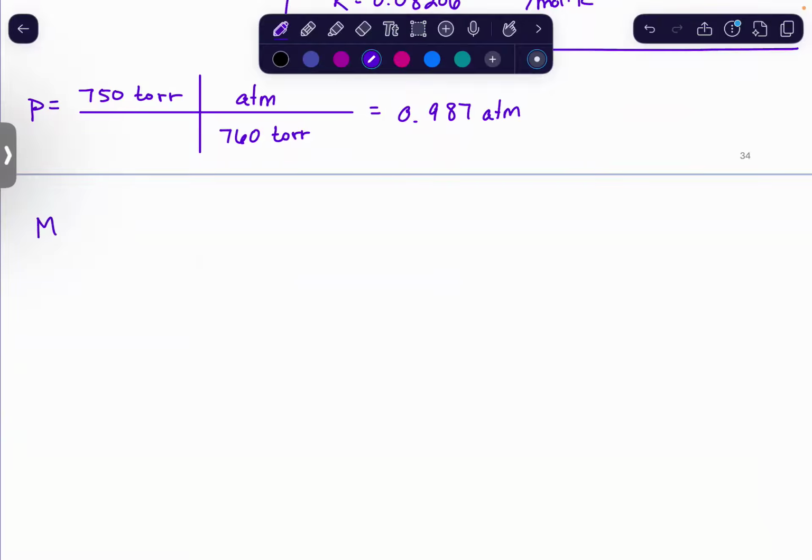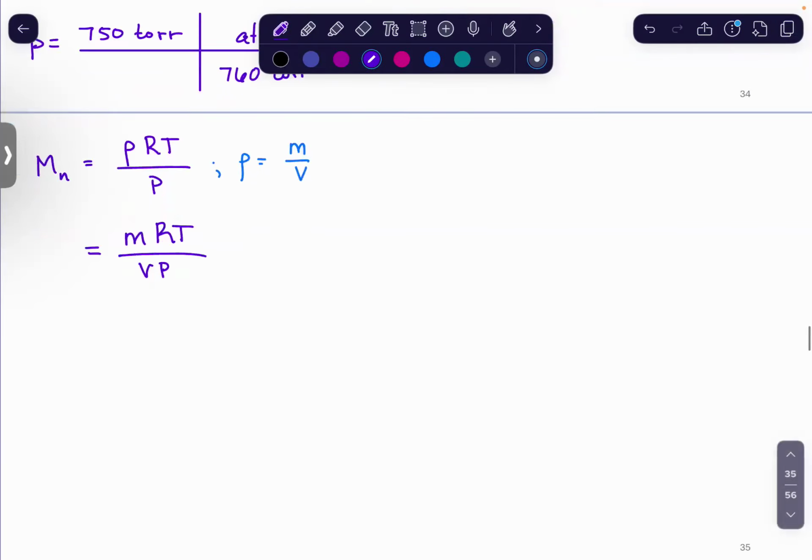Okay, so molar mass is density times R times T over P. We don't have the density of this compound, but what we do have, remember, density is mass over volume, and we have both of those. So our molar mass is going to be mass times R times T over volume times pressure.